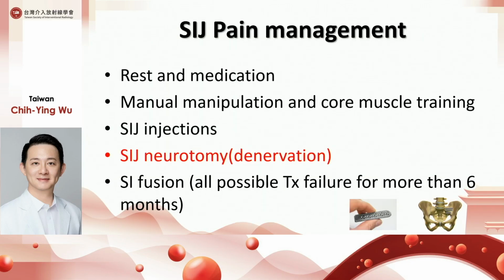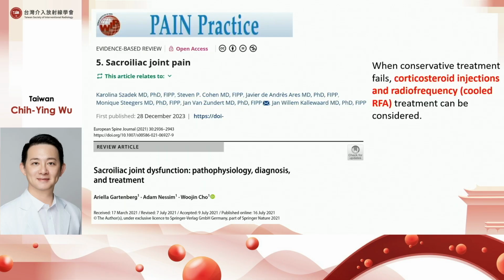After the diagnosis of SI joint pain is definite, we usually start with conservative treatment. If it fails, then the next step is SI joint neurotomy. Two review articles say that if conservative treatment fails to relieve SI joint pain, then intra-articular corticosteroid injection and radiofrequency, especially cooled radiofrequency treatment, can be considered.